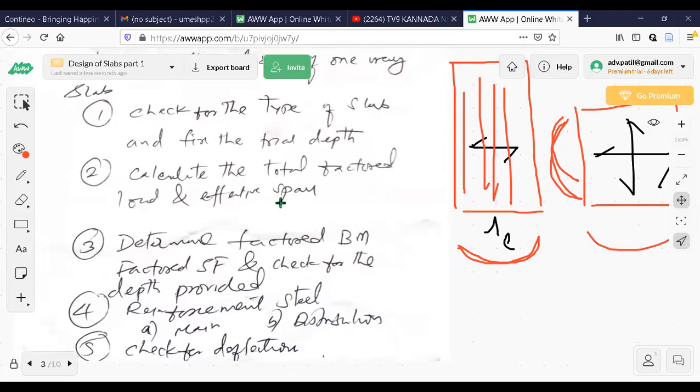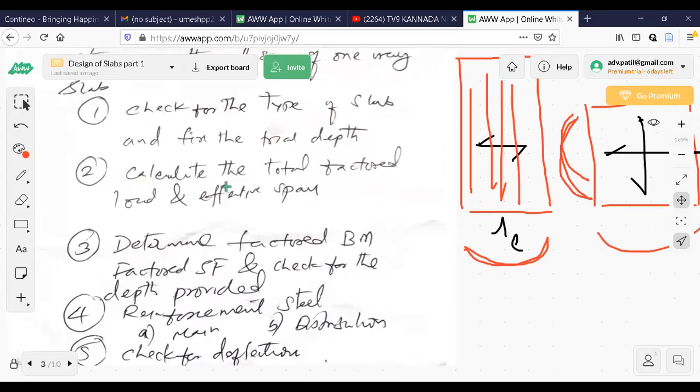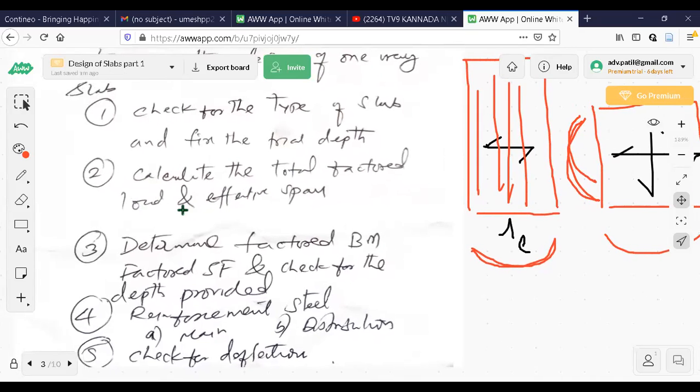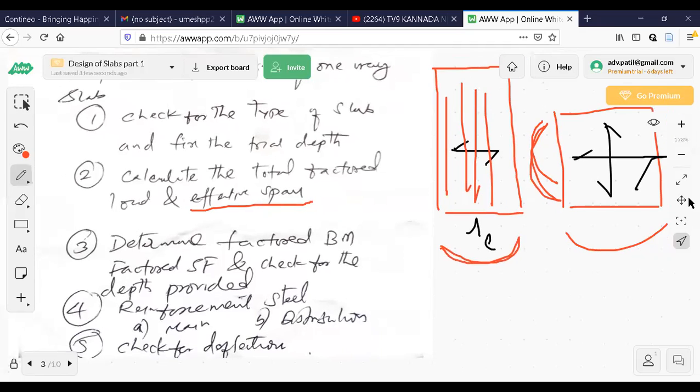So calculate the total factored load and effective span. Once you have the dimensions of the slab, dead load or self load can be calculated. Live load will be given. In that way, you can find the total load and effective span. Again, the formula is center to center distance between the bearings, the same way beam effective span was calculated. So effective span is the smaller of the center to center distance between the bearings or clear span plus effective depth, whichever is smaller of these two, same as beams.